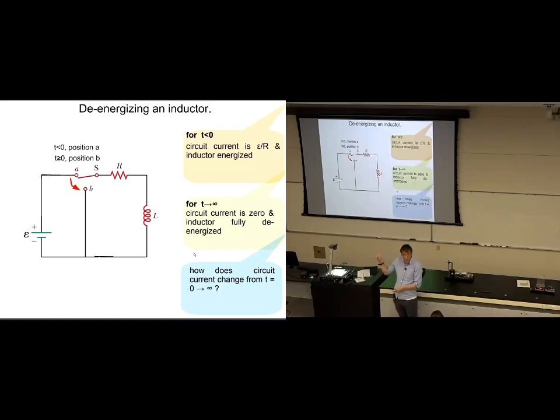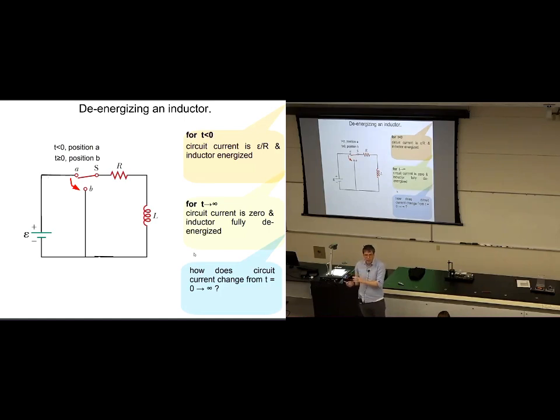But then I'm going to switch it off, by switching from position A to position B, which effectively removes the battery from the circuit. So just think, I've pulled the battery out of the circuit and connected the resistor across the inductor. What's going to happen? Well, without the battery, we can't supply the energy to keep the current flowing, so the current's going to turn off.